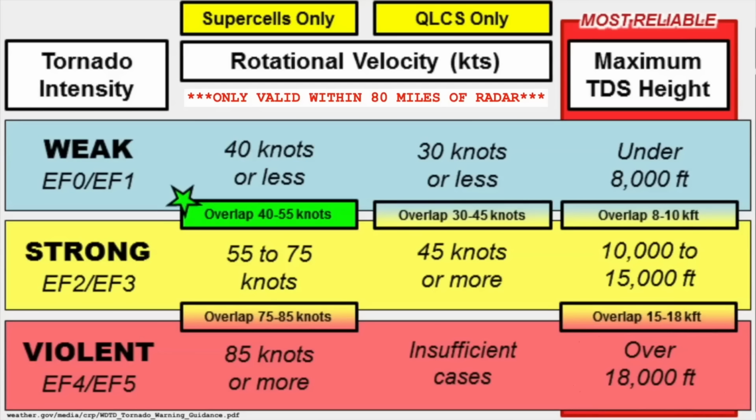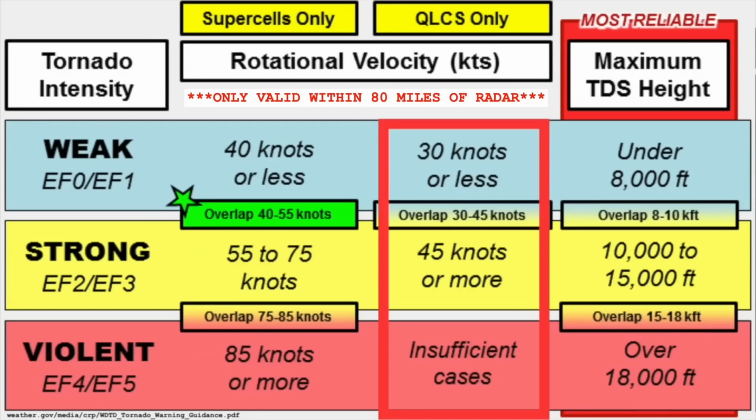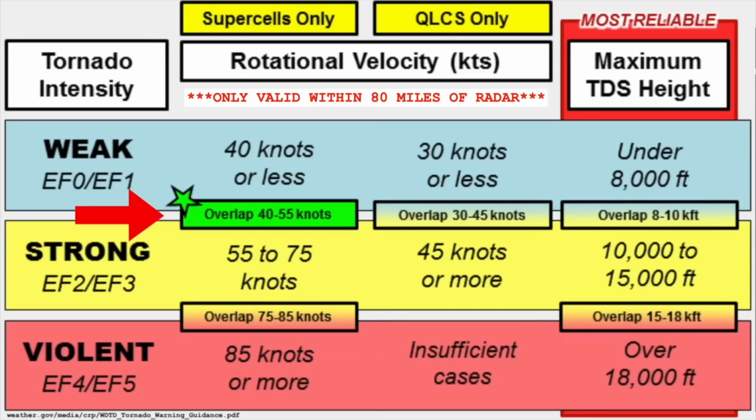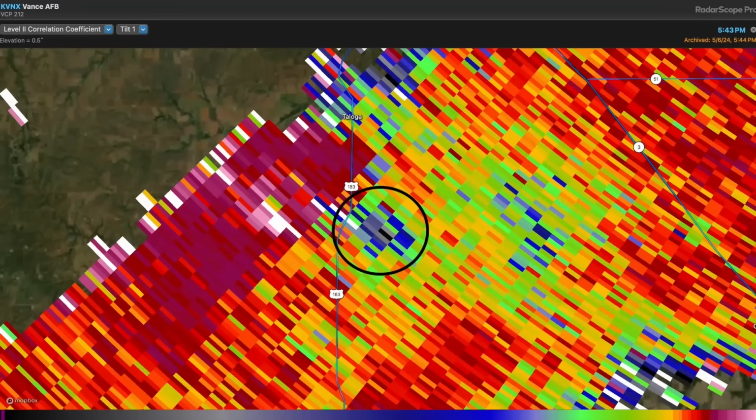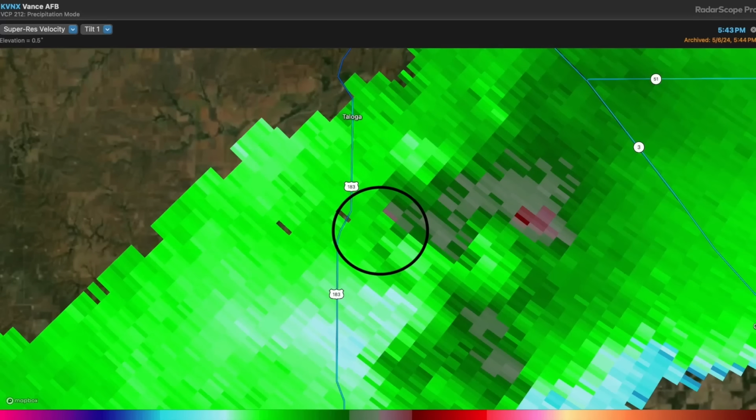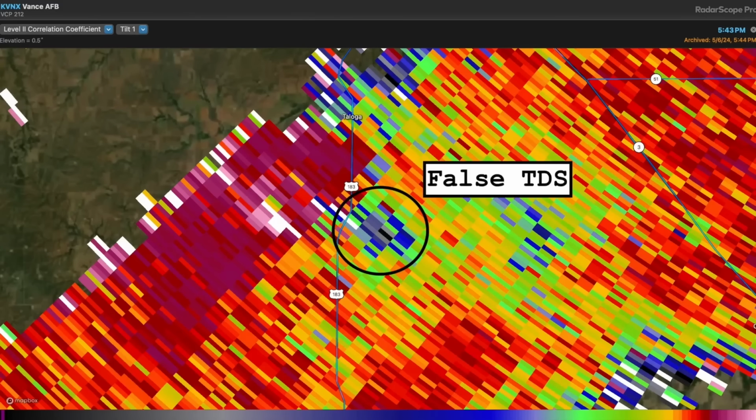In addition, the rotational velocity thresholds are slightly lower for QLCS tornadoes, and there can be some overlap in VROT and maximum TDS height between weak and strong and violent tornadoes. Again, a TDS must be located in the same spot as a tornado vortex signature, otherwise it's a false alarm. In this example, notice that this area of lowered correlation coefficient does not correspond to a TVS. As a result, this TDS is illegitimate.